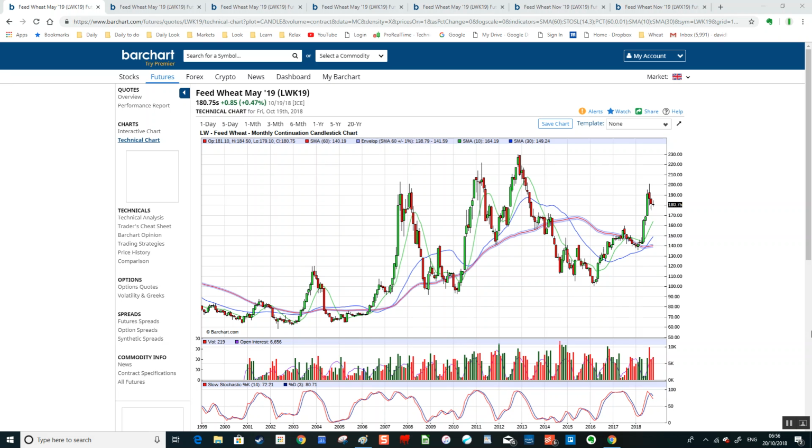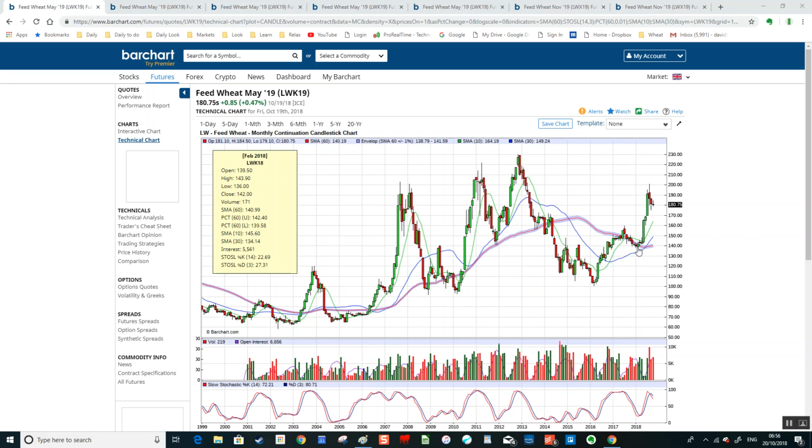Weekly wheat look. Today is the 20th of October, Saturday morning, 6:56 in the morning, market close. Looking at the May contract 2019 UK wheat chart. We've got the yearly chart in front of us with monthly candles.